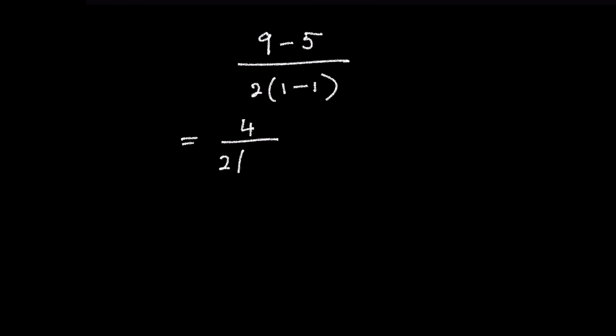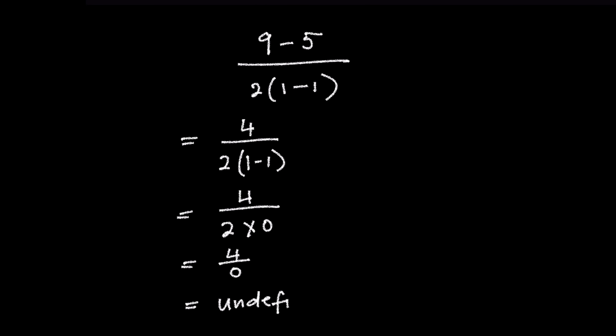Let's have a look at how we're going to do this one while working with the fraction. So we have 9 minus 5 over 2 times 1 minus 1. Okay, so working with my numerator first, I'm going to have 9 minus 5 is 4 over 2 and 1 minus 1. Now I'm going to work with my inside bracket, 4 over 2 times 0. I know that 2 times 0 is 0, so 4 over 2 times 0 is 0. And this is going to give me an undefined.